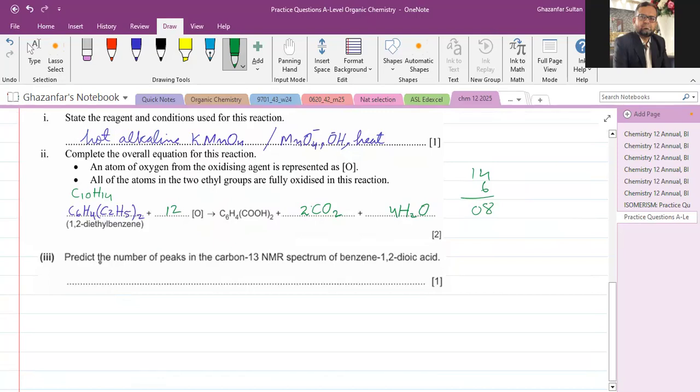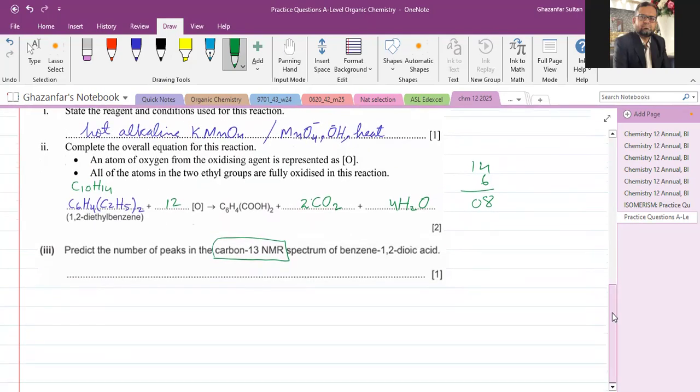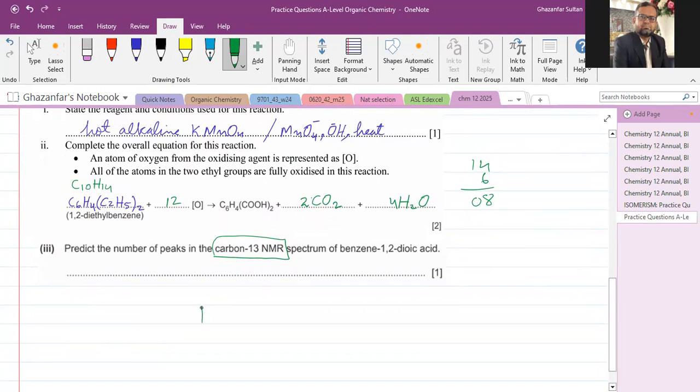Now the question is regarding predicting the number of peaks in carbon C13 NMR. C13 NMR. So how many carbon peaks should be there? Now we can draw the structure here, or you can see by scrolling up. C2H5, or better to draw CH2, CH3, CH2, CH3 here as well.